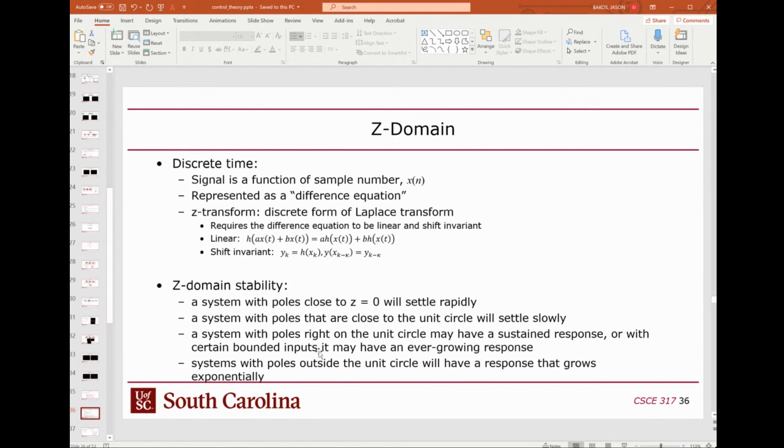But the poles don't have to be in the left-hand plane for a stable system. They just have to be within the unit circle. If they're on the unit circle, then it may be stable or may not be stable. But generally speaking, you want the Z domain poles to be as close to 0 as possible.